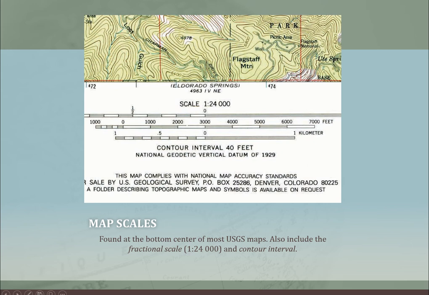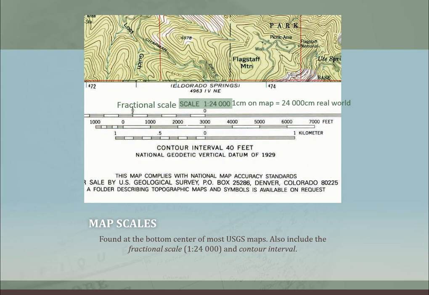And it has several sections. First, it has the fractional scale. In this case, 1 to 24,000. What that means is 1 centimeter on the map is worth 24,000 centimeters in the real world. In other words, the map is 1/24,000th of the world. Or, easier way to put it, the world is 24,000 times larger than this map. That's why we're able to carry it around.